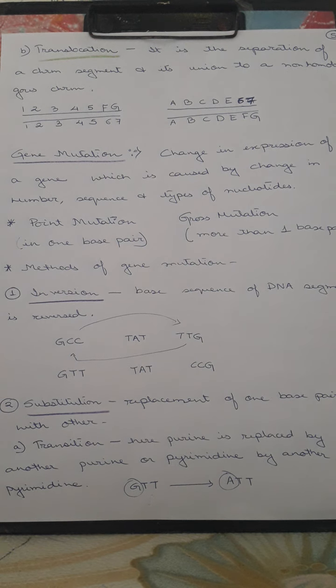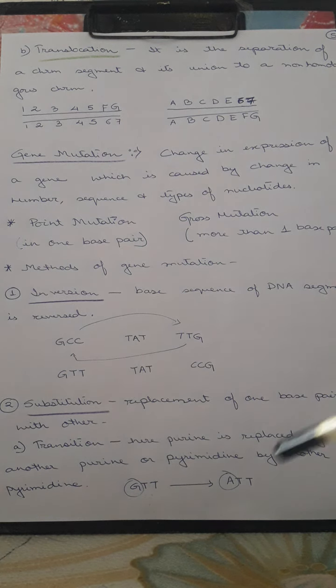That means the change that will occur in a particular type of gene. It is thus accordingly two types. Either it may be point mutation, if the change is occurring strictly in one base pair, or it may be gross mutation, if it is occurring in more than one base pair. Now actually gene mutation occurs by inversion. That means the base sequence of a DNA segment will be reversed.